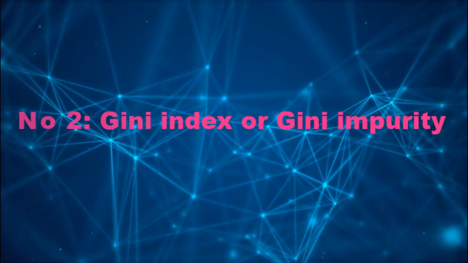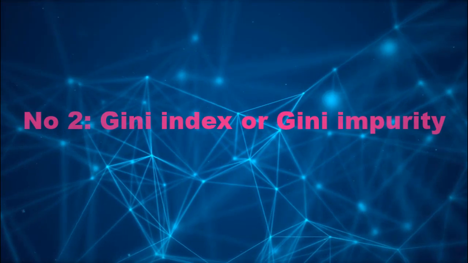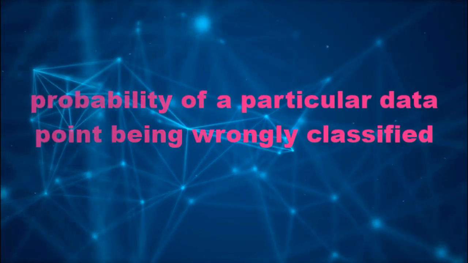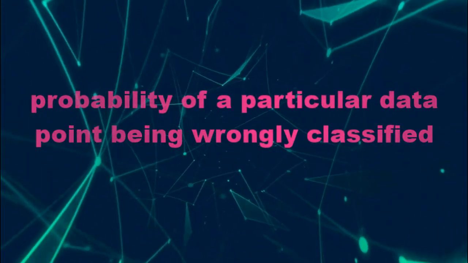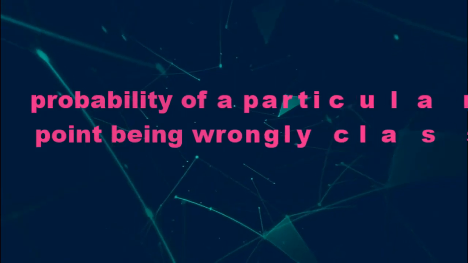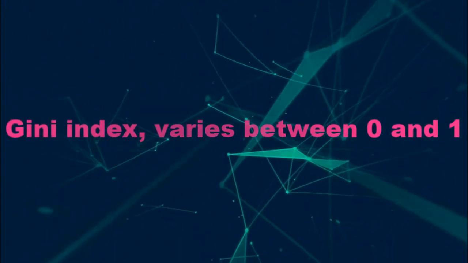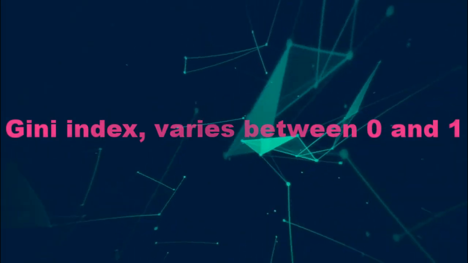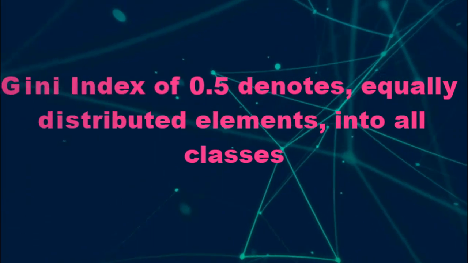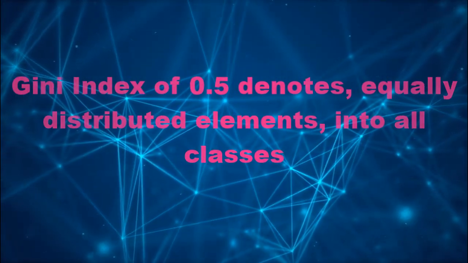The second concept used here is Gini index or Gini impurity. Gini index measures the probability of a particular data point being wrongly classified when it is randomly chosen. The degree of Gini index varies between 0 and 1, where 0 denotes that all elements belong to a certain class, and 1 denotes that the elements are randomly distributed across various classes. A Gini index of 0.5 denotes equally distributed elements into all classes.